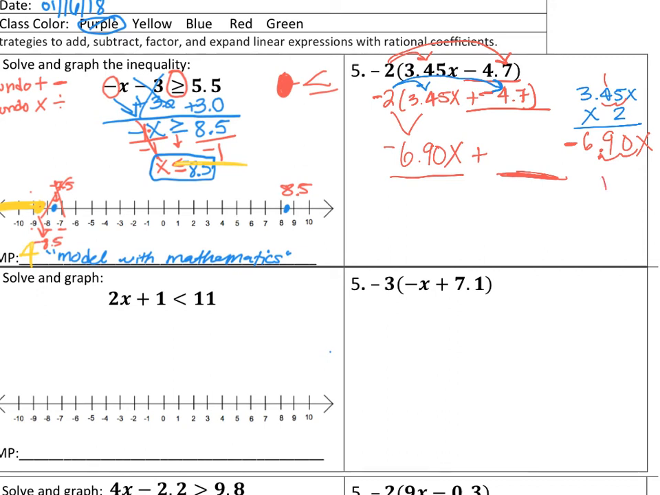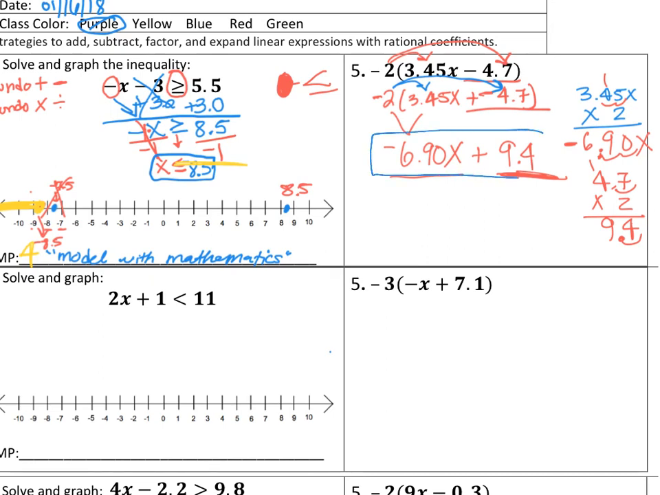So now you just have to do 4.7 times 2. 7 times 2 is 14. Carry the 1. 4 times 2 is 8. 8 plus 1 is 9. And you went 1 decimal place and 1 decimal place. And that's 9.4. And that's positive because you had a negative times a negative is positive. So you can write another plus, but it's just redundant. You don't need to. And that is your answer.